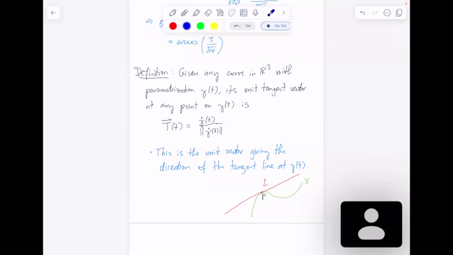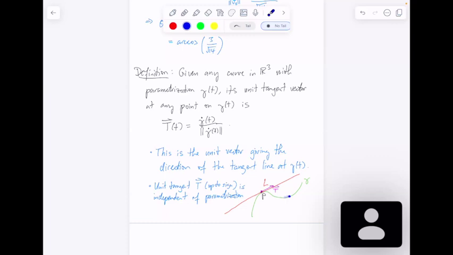Now, in this case, I'm claiming that the unit tangent vector is also unique from parameterization up to a sign, right? This is T here, that's your unit tangent vector. Or you could flip it, maybe T is pointing this way. So the unit tangent T, up to a sign, is independent of your parameterization.